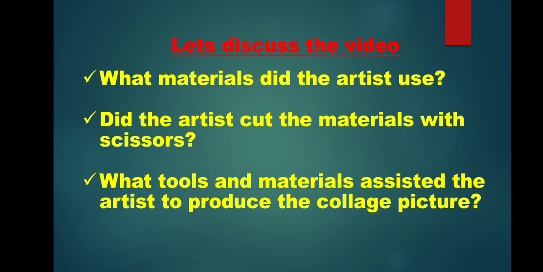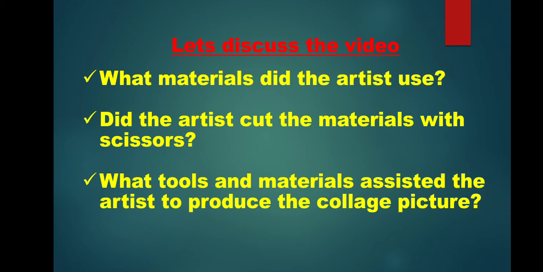Let's now discuss the video. What materials did the artist use? So looking at the materials the artist used: leaves, dry leaves, marker, and when it comes to the tools, we only observe the artist using one specific tool, which is scissors. So he added the scissors just to enable him to trim or to cut the shapes.